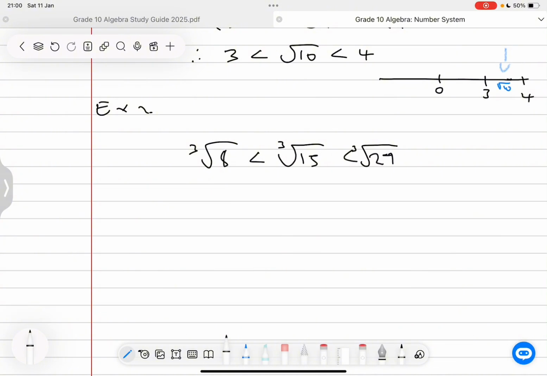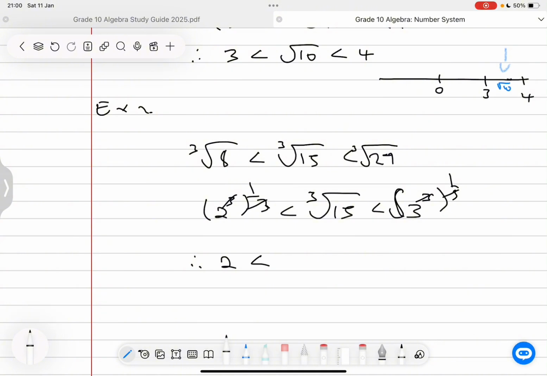This would mean that I'm going to have 2 to the power 3, which I can change to brackets like that, and here I'm going to have 15, then here I'm going to have 3 to the power 3, which would give me 1 over 3. Now the 3 and the 3 would cancel, so that my final answer should be 2 is less than the cubic root of 15 is less than 3. This means that the cubic root of 15 lies between 2 and 3.